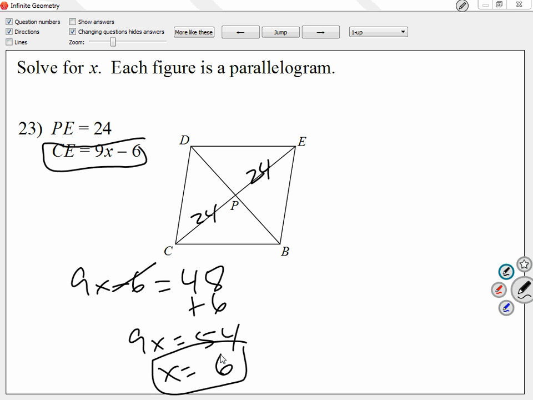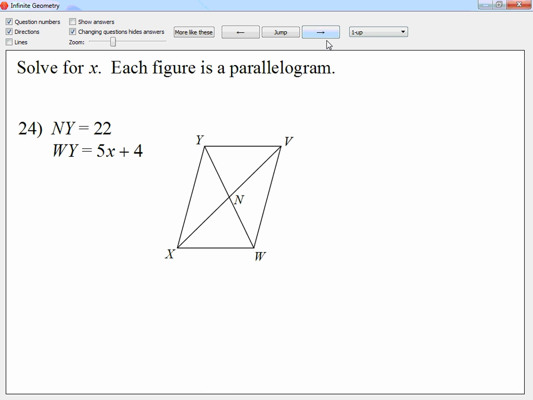So once again, for diagonals, one diagonal is equal to the other diagonal. They have the same length, and they cut each other in half. The angle between them, we don't know. They cross at different angles. So we're not going to talk about the angles of the diagonals. We're just going to talk about the length of the diagonals. Let's take a look at one more question.